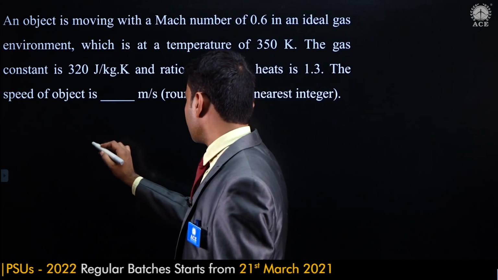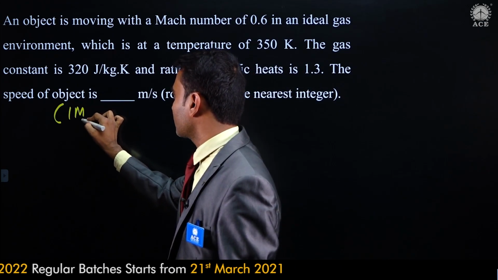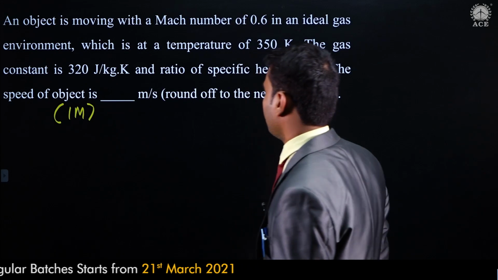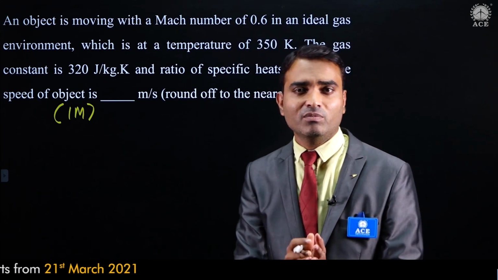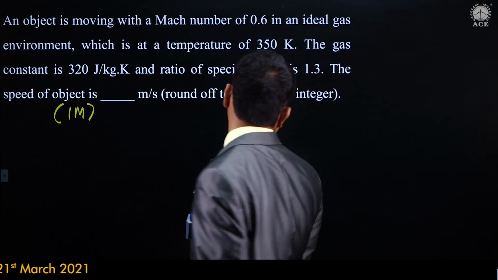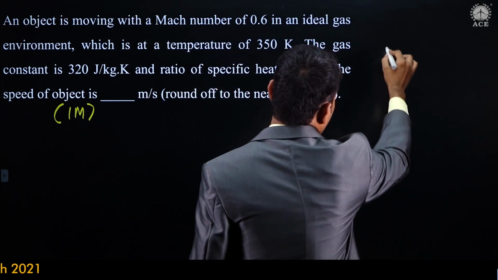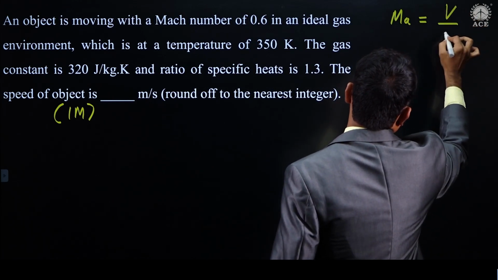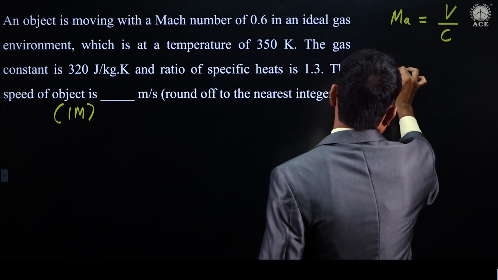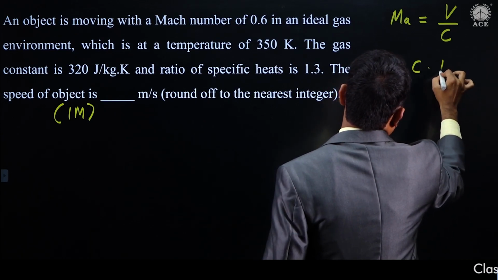This question was asked from the newly added chapter, compressible flow. So this was also asked for 1 mark. What is asked in the question? Velocity of the object. So Mach number is given, and based upon the Mach number, we have to find out the velocity of the object. So what is the definition of Mach number? Mach number is defined as V divided by C. So from here, V is equal to C into Mach number.